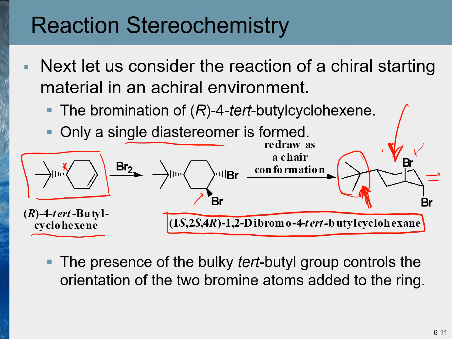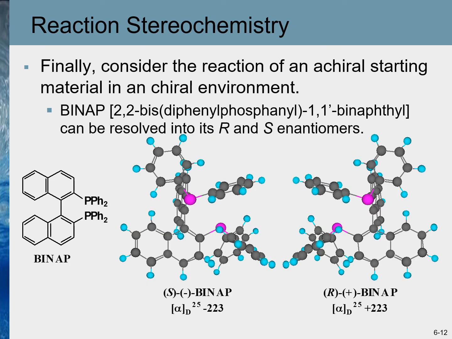So that confirms the point which we illustrated in the previous slide, that if you start with a chiral material, the end product will always be optically active. In the last few decades, scientists have discovered a method to synthesize optically active product from an achiral starting material.